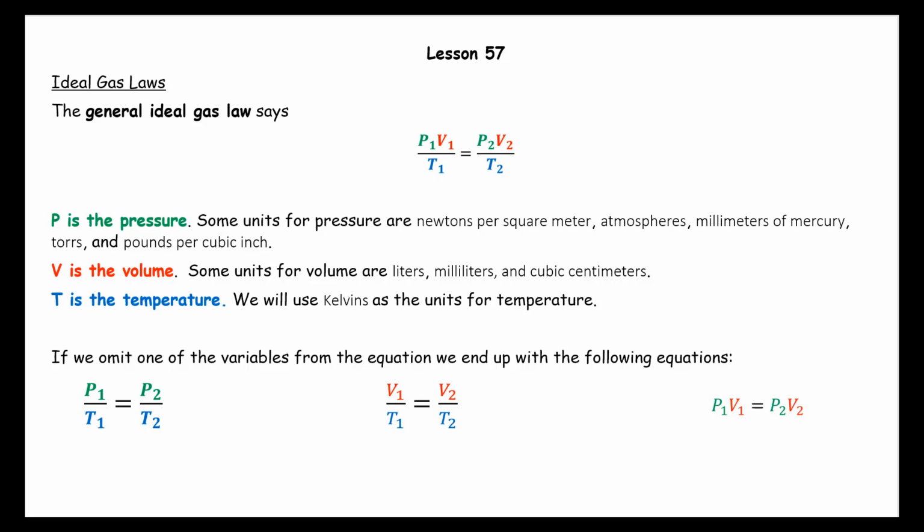Units for pressure are newtons per square meter, or atmospheres, millimeters of mercury, torrs, and pounds per square inch. Volume, you can have liters, milliliters, cubic centimeters. Temperature, we're going to use kelvins all the time. So if we omit one of the variables from that general ideal gas law, we can get three other gas laws that just involve pressure and temperature, volume and temperature, or pressure and volume. So we're going to take a look at a couple of examples using the ideal gas law.